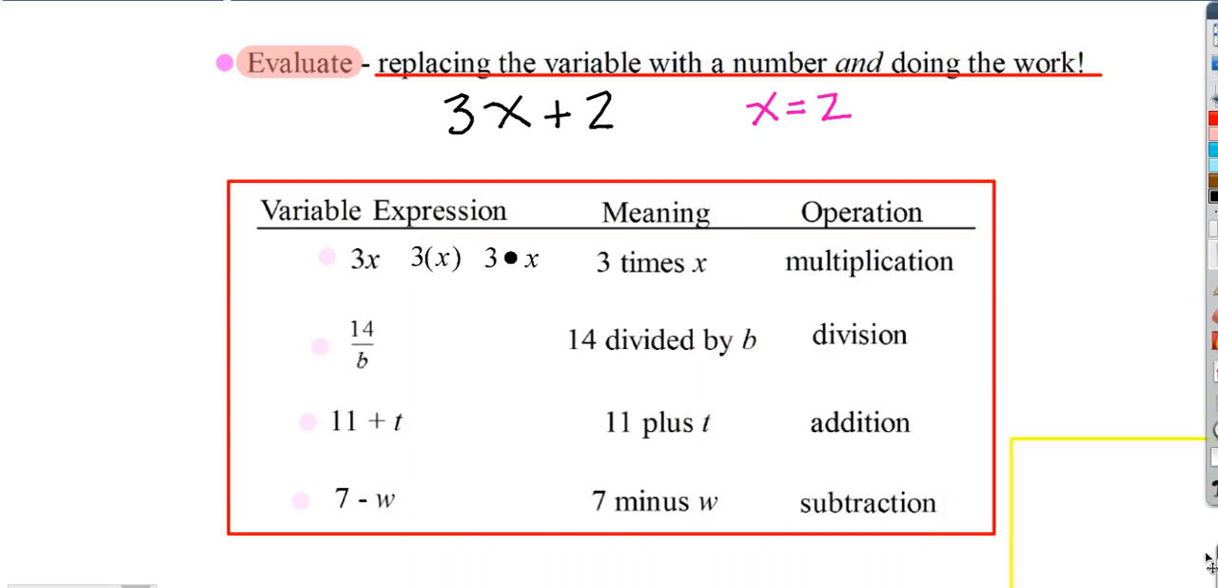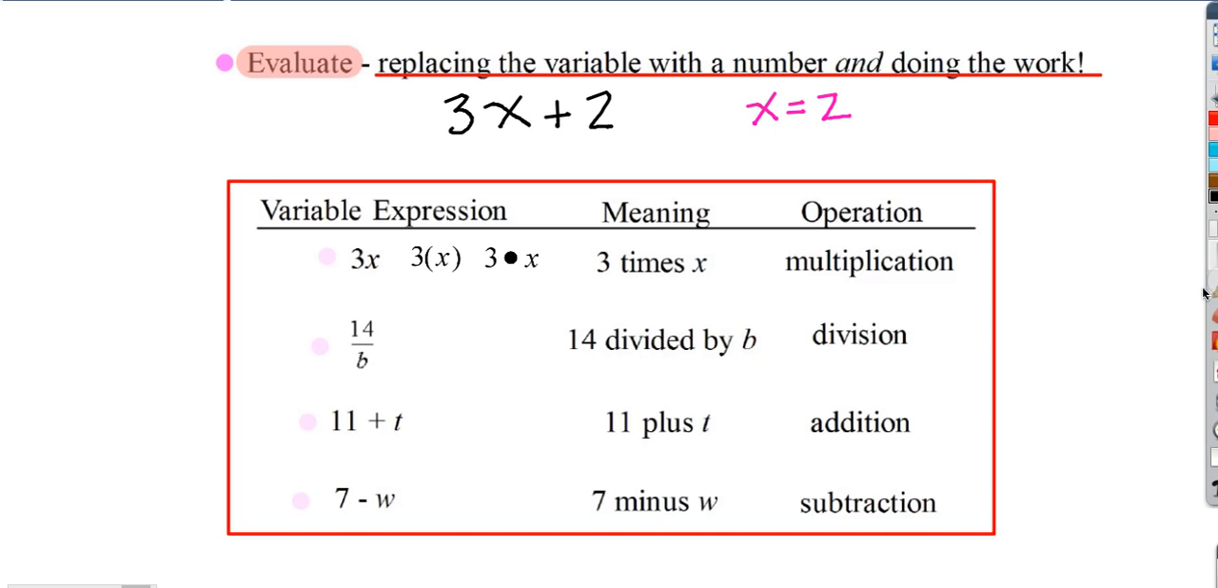Now take a look at this chart. Okay, this is important for this lesson. I want you to understand the operation of each expression. So, for example, the first one, if you have 3x, or 3 parentheses x, or 3 dot x, all of these mean the same. All of these mean you're multiplying 3 and the x. So the operation is multiplication. Okay? You need to remember this.